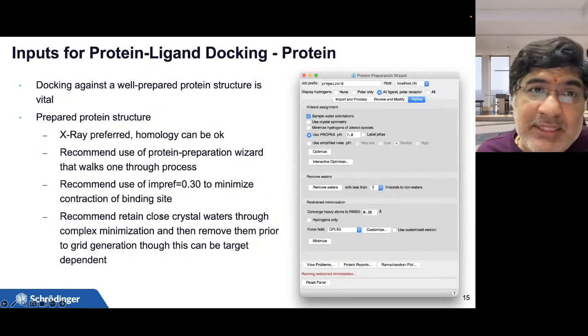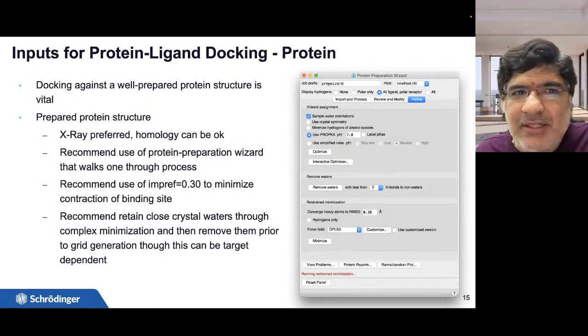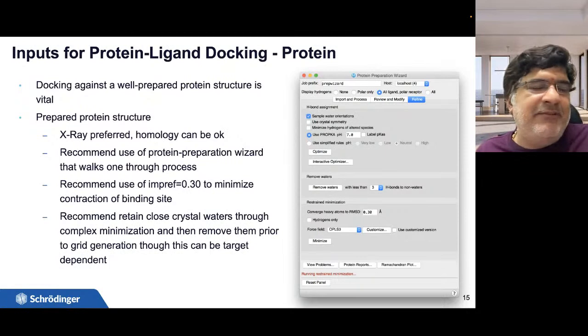Similarly, you will also have to process the protein structure. We are trying a structure based approach, right? So first of all, where do we get the structure of the protein?